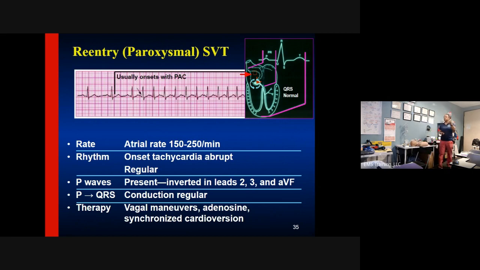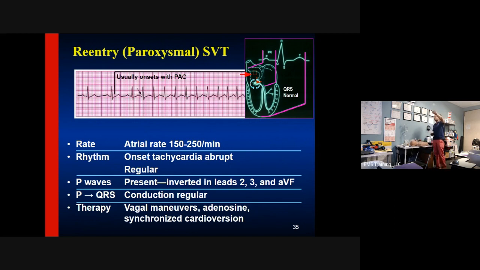So we can do vagal maneuvers. We can do adenosine if they're stable, right? Adenosine dose 6 milligrams, followed by 12. If they don't respond to the first dose of 6, fast IV flush with at least 10 cc's of normal saline bolus. All right. If that doesn't work, we're going to do synchronized cardioversion.